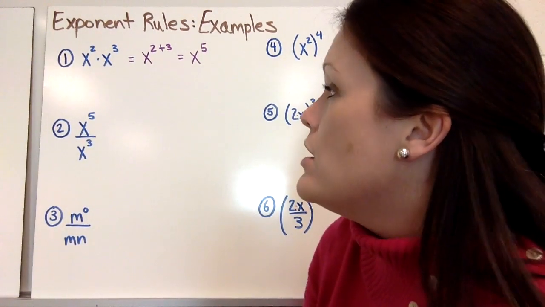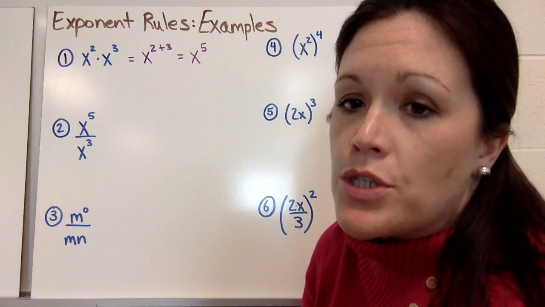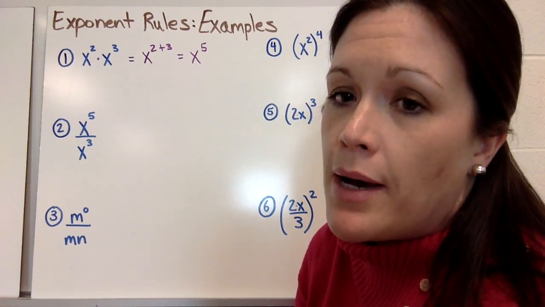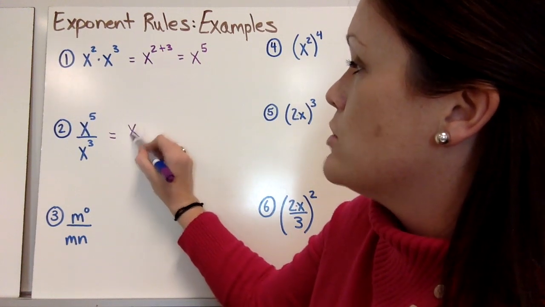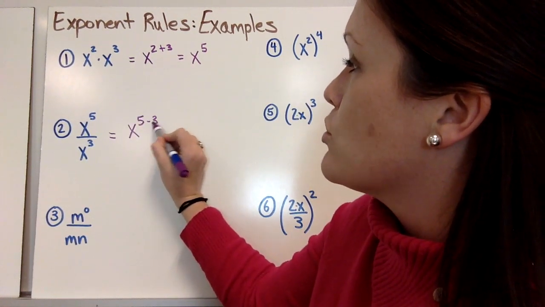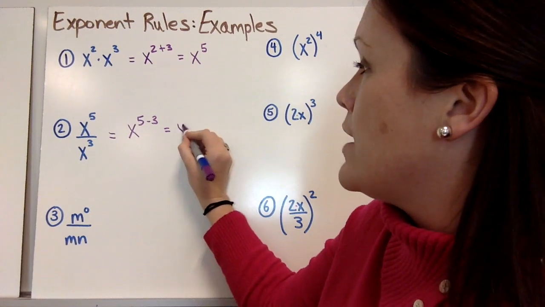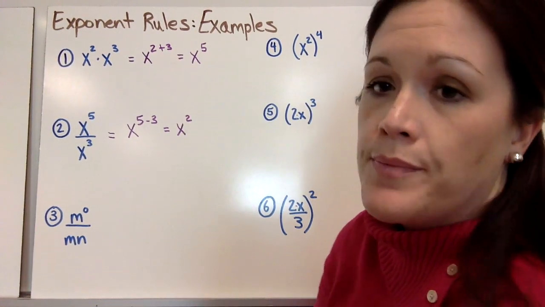We've put them together. Number 2, we have dividing powers. So you have x to the 5th power divided by x to the 3rd power. We want to subtract their exponents. So we have x to the 5 minus 3 power, which simplifies just to be x squared.